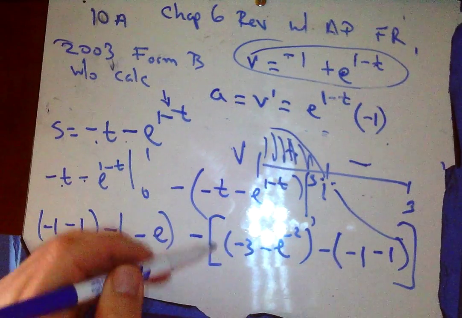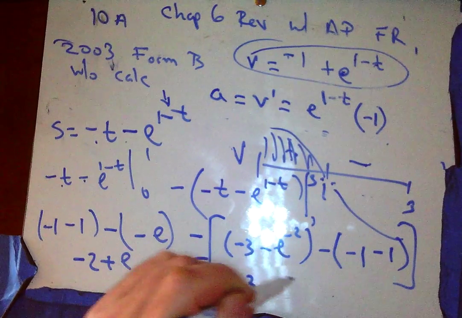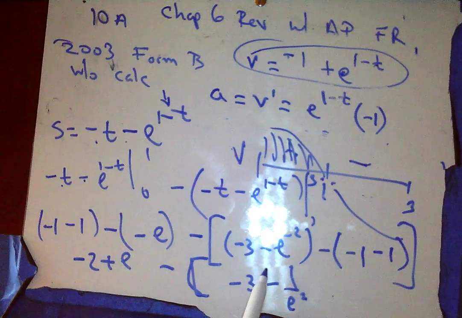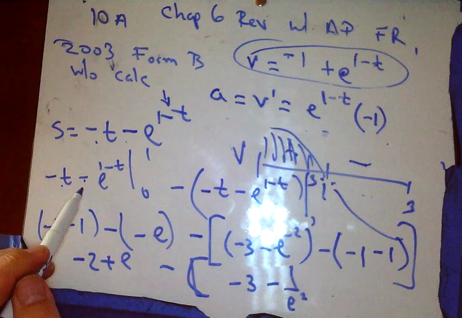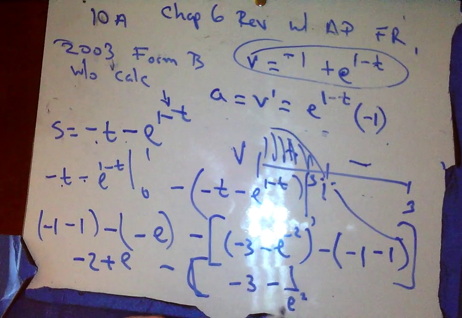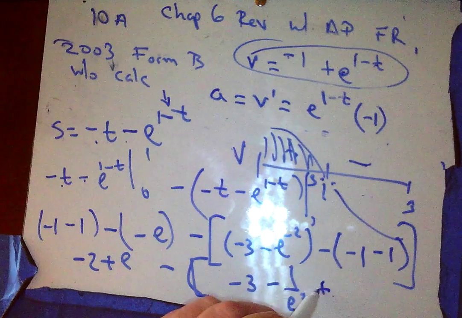So that's going to be minus 3 minus 1 over e squared. I feel like I dropped a sign. Did I drop a sign? No. Okay. Minus a minus is plus 2.